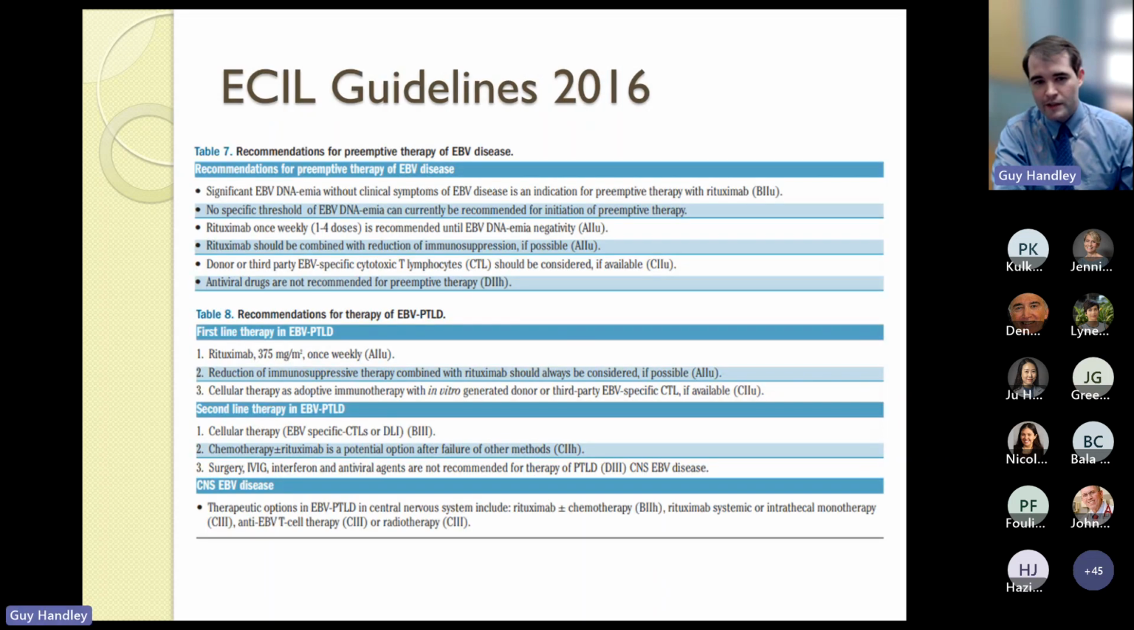These are guidelines from the European Conference on Infections in Leukemia. For time's sake, it goes through a lot of what we have already talked about. They say that it is reasonable to give rituximab preemptively to prevent PTLD, but they can't tell you which threshold you should initiate therapy at. They talk about doing 1 to 4 doses weekly until the DNA becomes undetectable. You should also do reduction of immunosuppression. Cytotoxic T lymphocytes have a lot more data, and in stem cell transplant are a potential option, and they go through other things. Antivirals certainly still don't help, and that's mentioned in here as well.